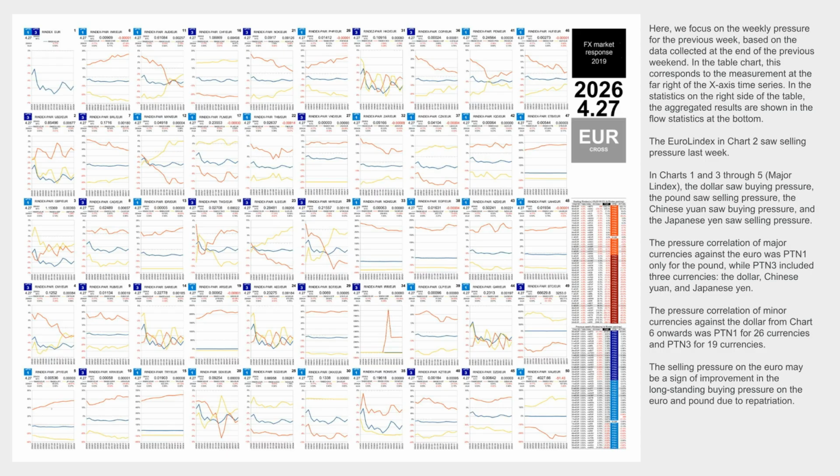The pressure correlation of minor currencies against the dollar from Chart 6 onwards was PTN1 for 26 currencies and PTN3 for 19 currencies. The selling pressure on the euro may be a sign of improvement in the long-standing buying pressure on the euro and pound due to repatriation.